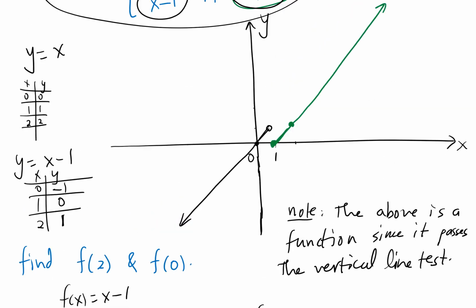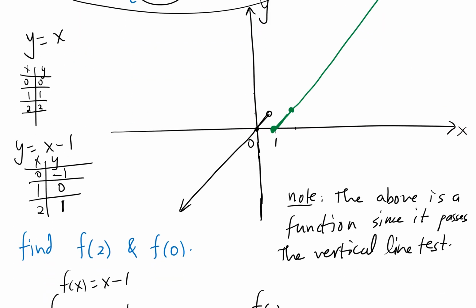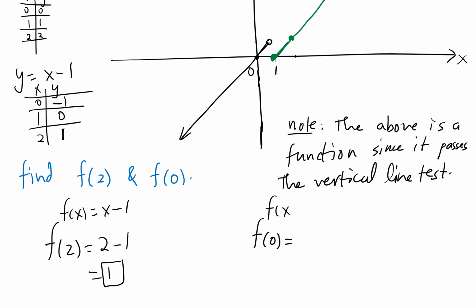Now they want us to find f of 0, which would be the first one, f of x equals x. So f of 0 is simply 0.